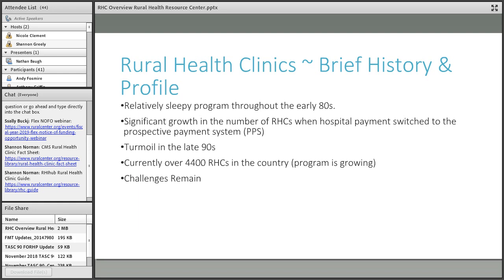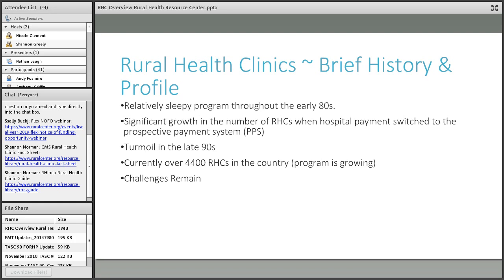So in the late 80s and the early 90s, the number of rural health clinics in the country grew significantly. There were several reasons, but one of them was that people figured out that if you owned these rural health clinics as a hospital, you could put some costs into the rural health clinics, get reimbursed for that, and it was a way to subsidize a hospital payment.